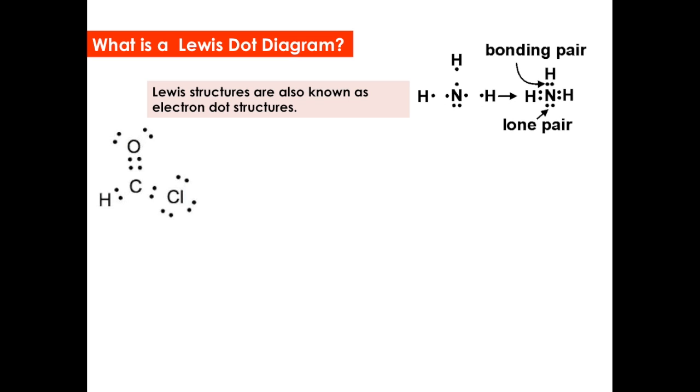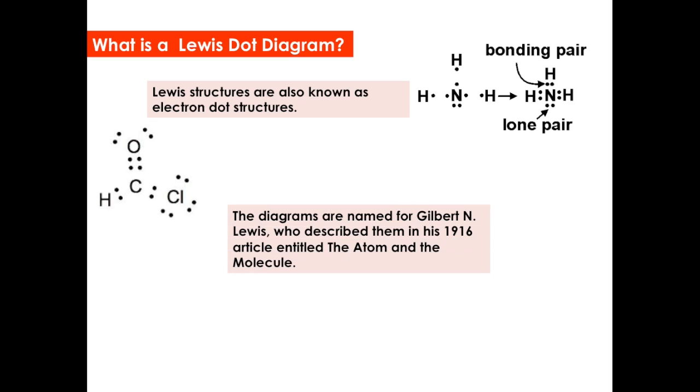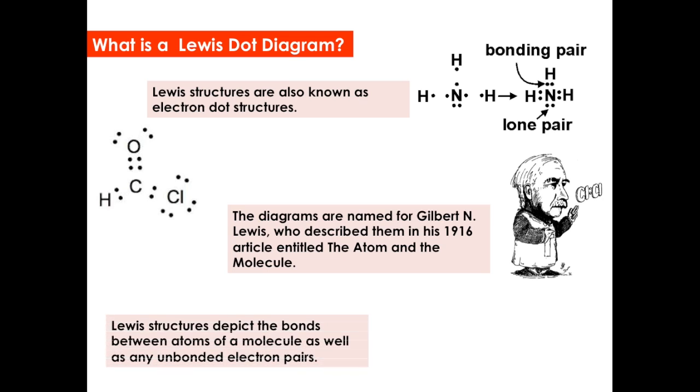Lewis dot diagram. What is a Lewis dot diagram? Lewis structures are also known as electron dot structures. The diagrams are named for Gilbert Lewis, who described them in his 1916 article entitled The Atom and the Molecule. Lewis structures depict the bonds between atoms of a molecule as well as any unbonded electron pairs.